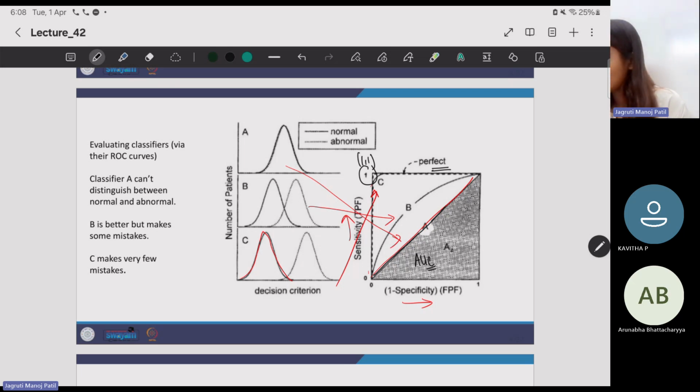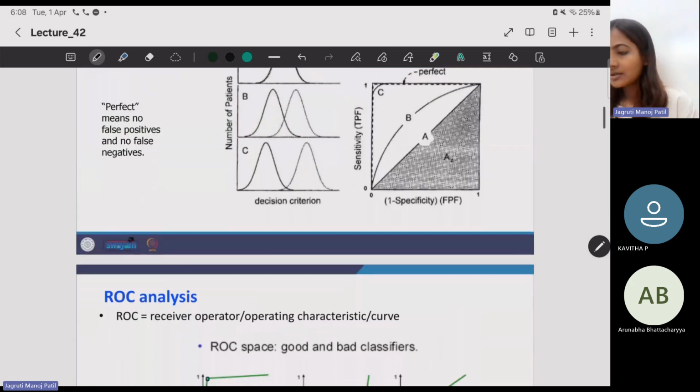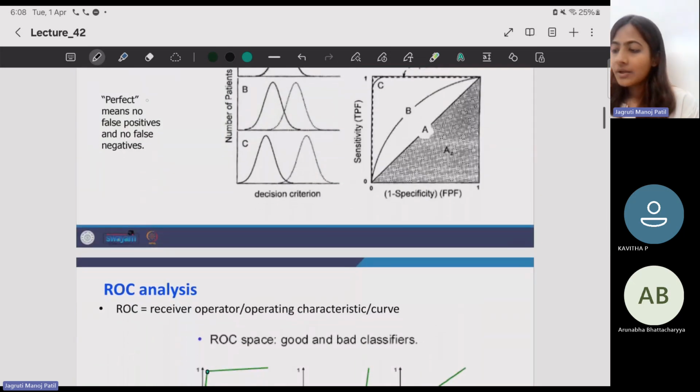If it's in between this line, you won't be able to say whether your classifier is correct or not. If it's below it, it's totally false. If it's above it, you can say that up to some point it works, but it would also have some mistakes in it. This is how you interpret the curves that you make. Again, perfect means no false positives and no false negatives. It is 100% truly classified data.